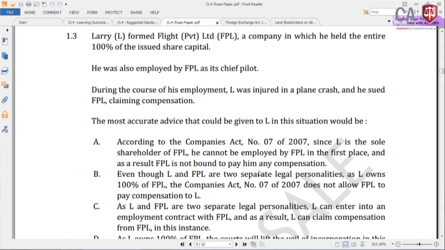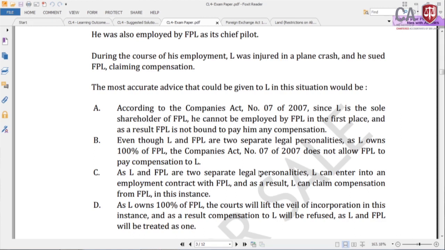Yes, because Larry and Flight Private Limited are two different entities. Larry is a natural person, whereas Flight Private Limited is a legal person, though Larry holds 100% of the shares. Now you are required to choose the most accurate advice that could be given to Larry in this situation. According to Companies Act 7 of 2007, since Larry is the sole shareholder of FPL, he cannot be employed by FPL in the first place, and as a result FPL is not bound to pay him any compensation, which is wrong.